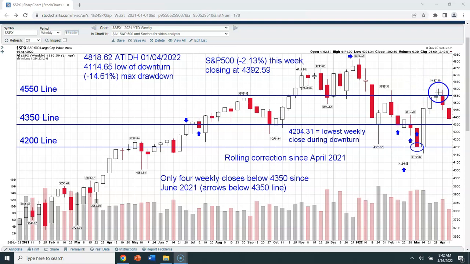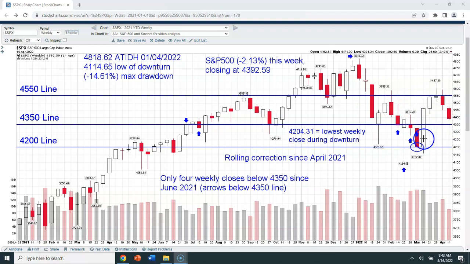as we can see right here, but on a weekly closing basis, and remember, where the market closes on a weekly basis is more important than where it closes on a daily basis. And of course, where it closes on a daily basis is more important than any intraday trading that we might have. And we can see here we've been rejected at this 4550 level, guys, and we're starting to pull back.